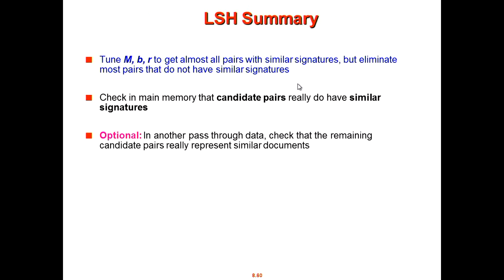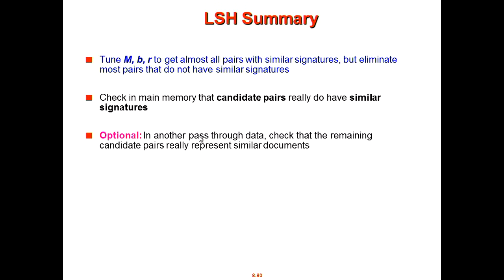So in summary, we need to tune 3 parameters, M, B, and R, to get almost all pairs with similar signatures. M is the number of hash functions, B is the number of bands, and R is the number of rows in each band, right? So we want both small false positives and small false negatives. This is in LSH. Finally, after LSH, we can check in memory whether the candidate pairs really do have similar signatures. If their signature similarity is larger than the threshold, they are similar pairs. So that's a further check.